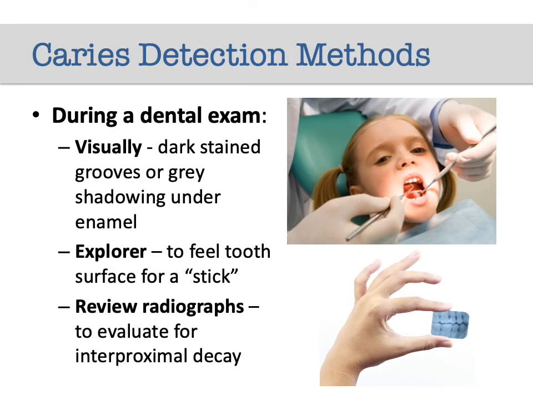Now let's look at how we actually detect caries in a patient's mouth. During a dental exam, we assess caries a number of ways. We use visual techniques, we use an explorer, and we also review radiographs. Visually, we are looking for dark stained grooves or gray shadowing underneath the enamel, which would indicate caries. We use an explorer to feel the tooth surface for a stick that indicates caries. And we'll look at radiographs to evaluate for interproximal decay, which can't be visually assessed in the mouth.